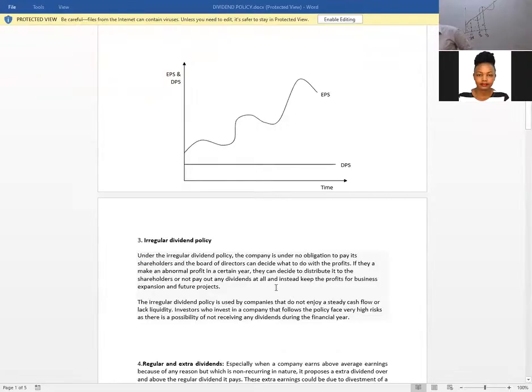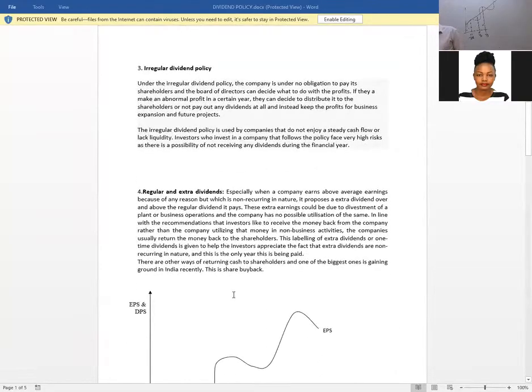If they make an abnormal profit in a certain year, they can decide to distribute it to the shareholders or not pay out any dividends at all, and instead keep the profits for business expansion and future projects. Ladies and gentlemen, the irregular dividend policy is used by companies that do not enjoy a steady cash flow or lack liquidity. Investors who invest in a company that follows the policy may face a possibility of not receiving any dividends during the financial year.